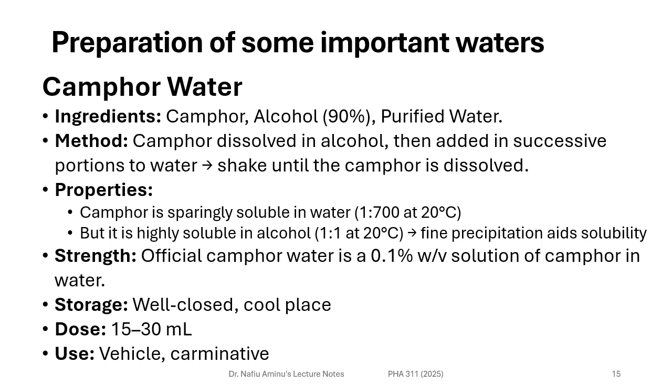In terms of properties, camphor is sparingly soluble in water at 20 degrees, and that's why it is dissolved in alcohol. Its solubility in alcohol is 1:1 at 20 degrees Celsius, and this helps in fine precipitation of the camphor, which aids its solubility in water. Official camphor water is a 0.1% weight by volume solution of camphor in water. It has to be stored in a well-closed container in a cool place, and a dose of 15 to 30 ml is used, as a vehicle and carminative.